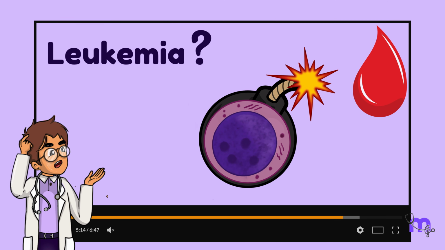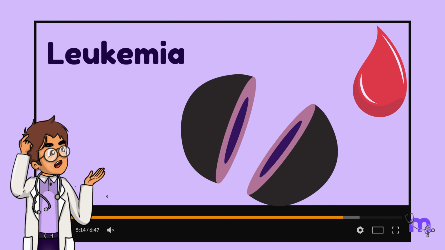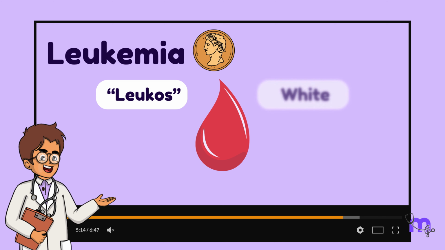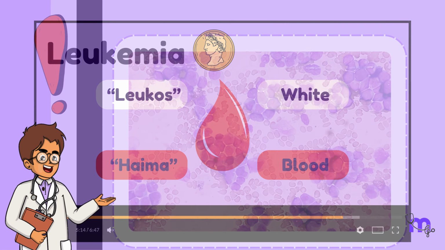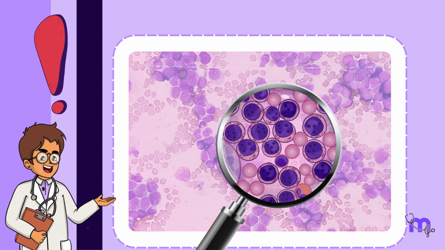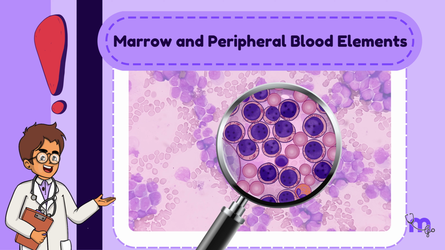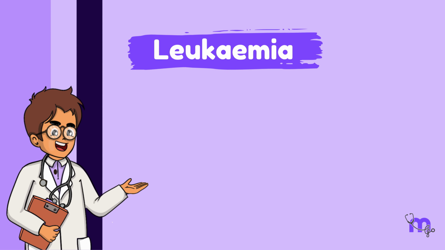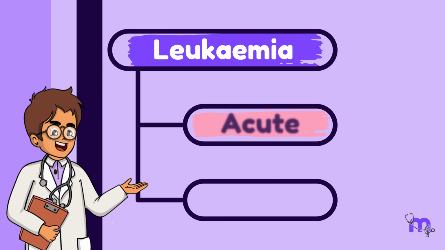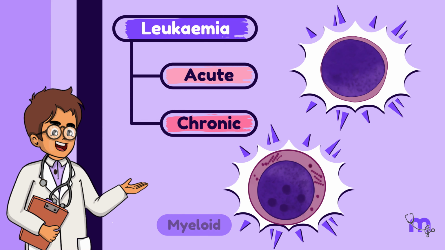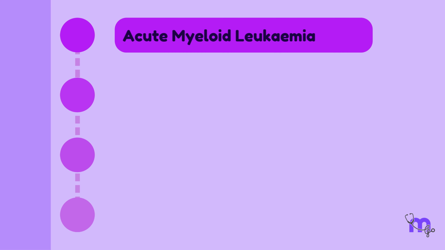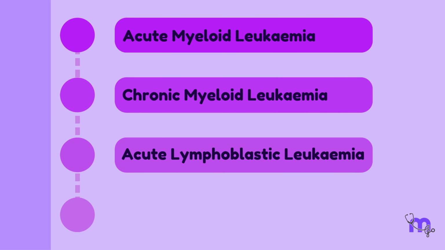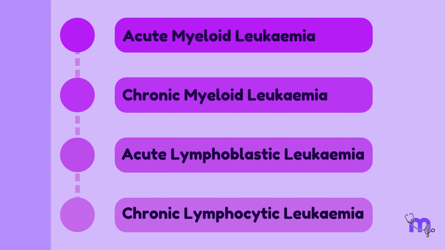So what is leukemia? Referring a little blast from the past, leukemia is derived from the Greek word leukos, which means white, and haima, which means blood. It basically describes a condition where abnormal white blood cells replace the marrow and peripheral blood elements. A cutoff of more than 20% blasts in the peripheral smear or marrow is the criteria for diagnosis. Leukemia can be divided based on manner of presentation, acute or chronic, or by the type of blast, myeloid or lymphoid. Accordingly, the classification goes like this: acute myeloid leukemia, chronic myeloid leukemia, acute lymphoblastic leukemia, chronic lymphocytic leukemia.